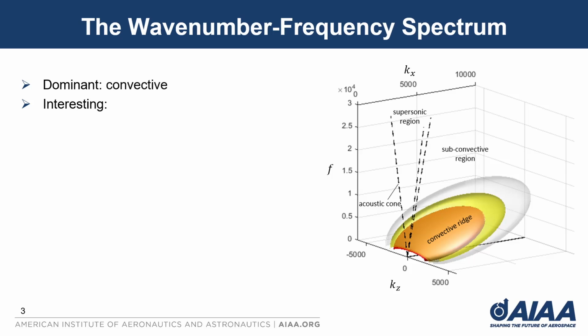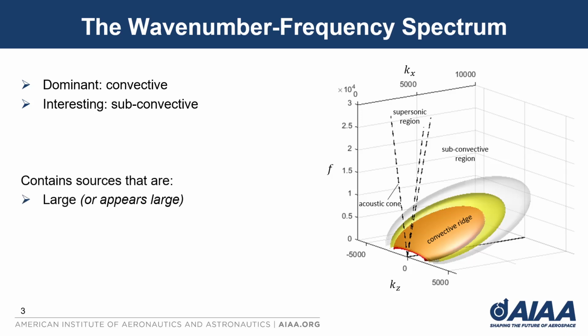While the convective ridge is the most dominant, the most interesting bit for us is the subconvective region, as it contains the information about the low wave number sources of wall pressure fluctuations. This region contains the effects of the sources that are either large or appear to be large, and or quick or appear to be quick.